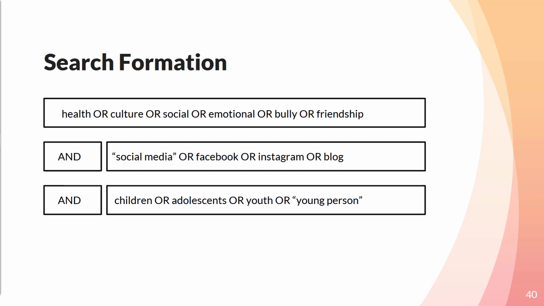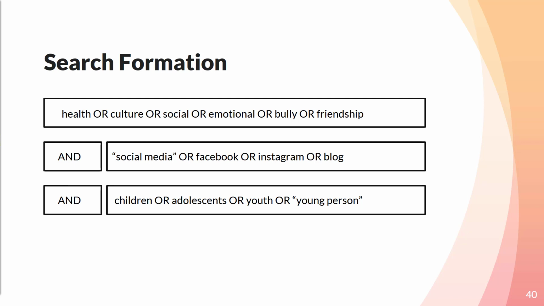I've put and between concepts, so all concepts must appear in every search result, though any vocabulary word within each concept can appear. The second bar is searching for social media, and it could use the phrase social media, or it can use the other social media words. The third search bar is for children, but any of those words to describe this age group can work for getting us to that concept.